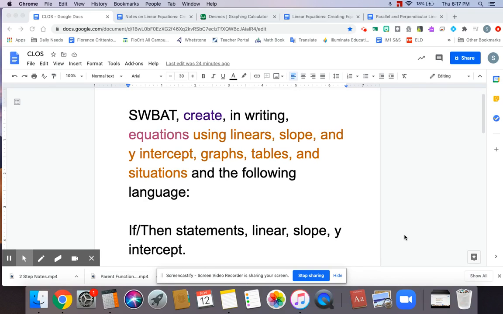The CLO for this lesson is that students will be able to create, in writing, equations using linears, slope, and y-intercept, graphs, tables, and equations, as well as the following language: if-then statements, linear, slope, y-intercept. In your own words, please explain what you think you're going to learn how to do in this lesson.